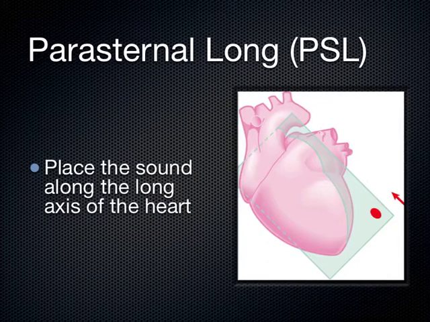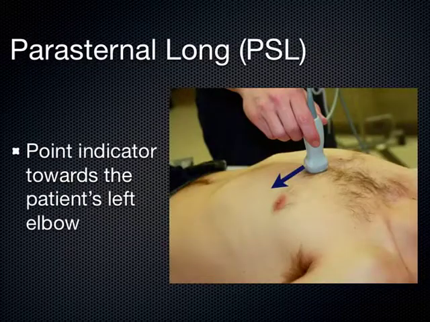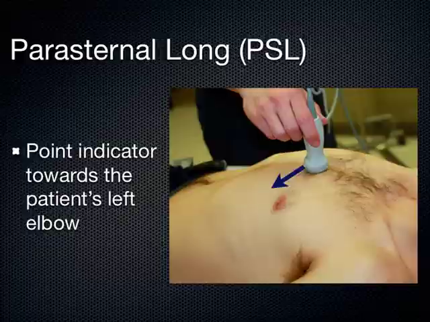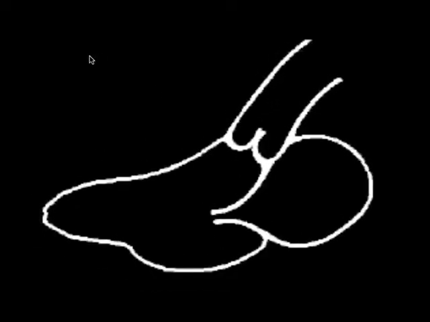If their arm is at their side, it's their left elbow. And this is, as its name suggests, a long axis view of the heart. Para means next to, sternum, long. So think about how the heart kind of lines itself up along the long axis of the body, and then you're going to try to get the sound along the longest axis of the heart. And so, you kind of get it along here with the indicator aimed down towards the patient's left hip or left elbow. And that's why when you do this, it puts the apex on the indicator side of the screen.